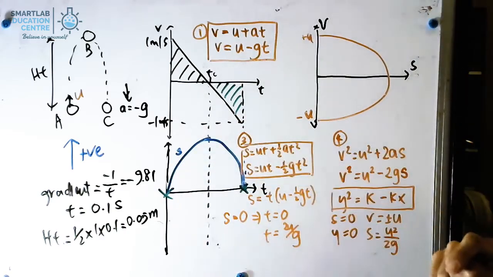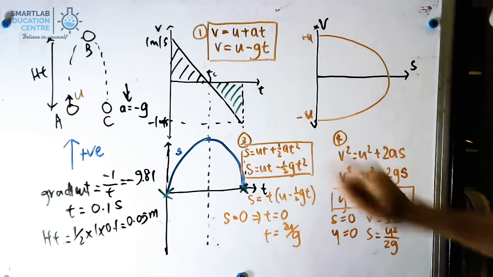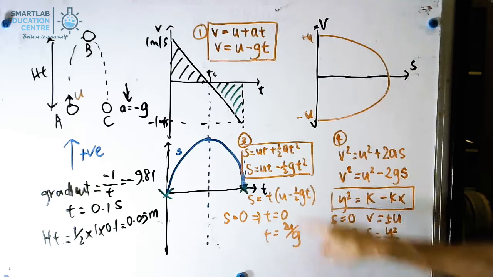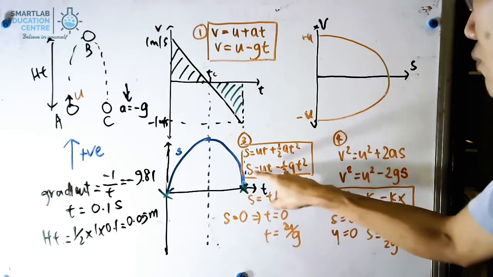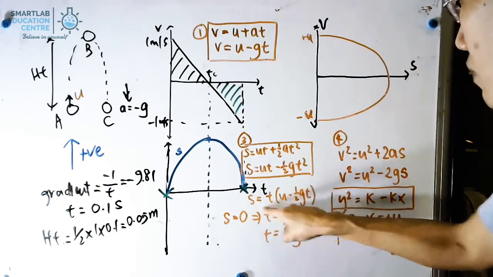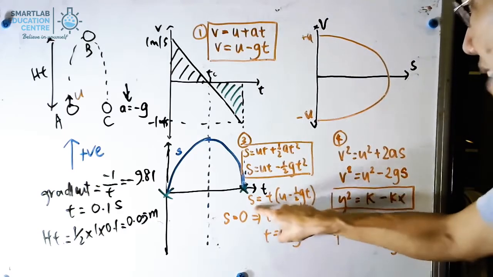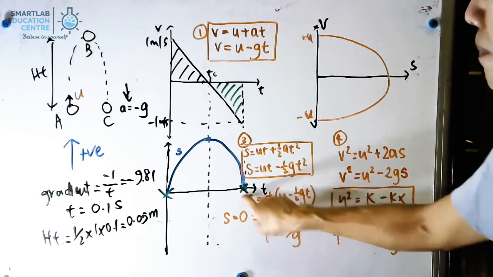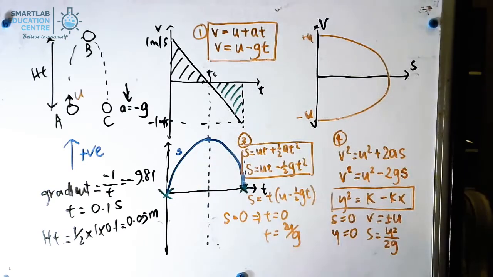For the ST graph, we can explain by using formula set 3, s equal to ut plus half at squared. Similarly, your a is minus g, so we can substitute that. So if we want s to be 0, of course, we can manipulate this information. If s is 0, then your t could be 0, or your t could be at this time. And it's actually parabolic in shape.